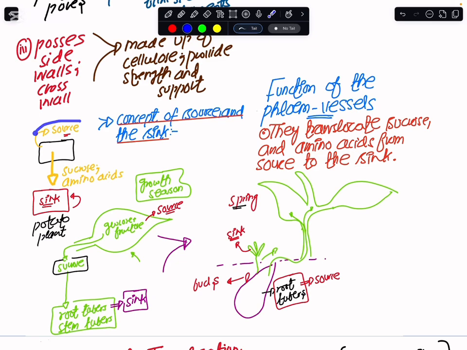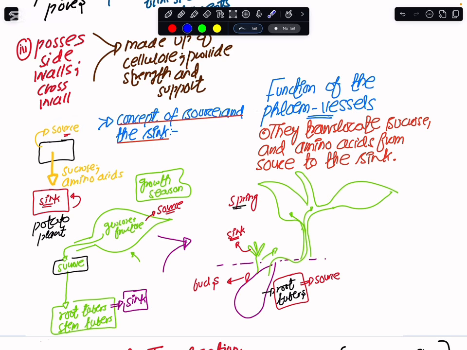You just have to understand that the source refers to that part of the plant from where we take the sucrose and the amino acid away. So that would be the source. And the sink would be that part of the plant to where we move the sucrose and the amino acid. Okay, and alternatively, at one point, the source can become the sink and the sink can become the source.